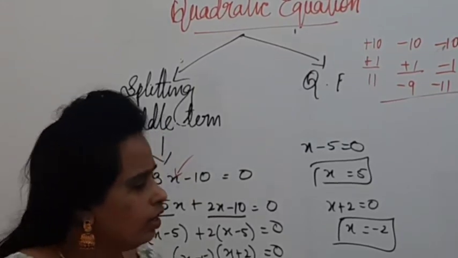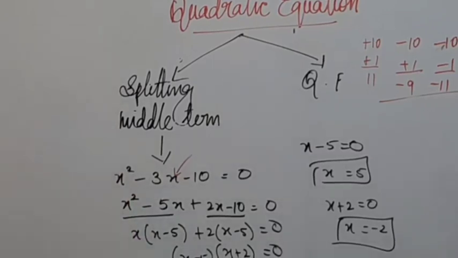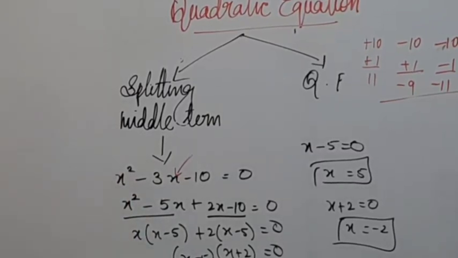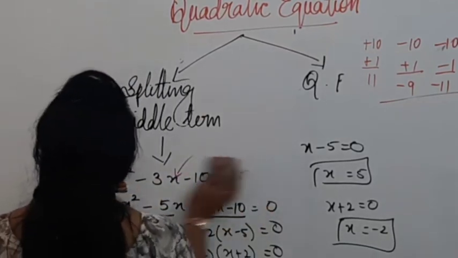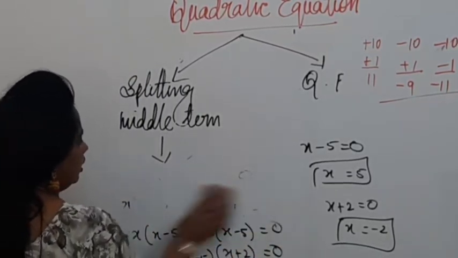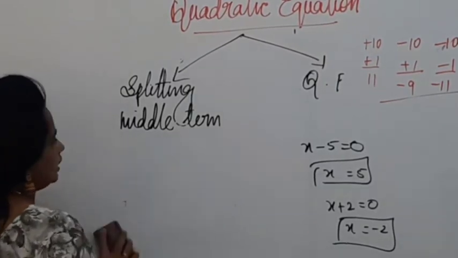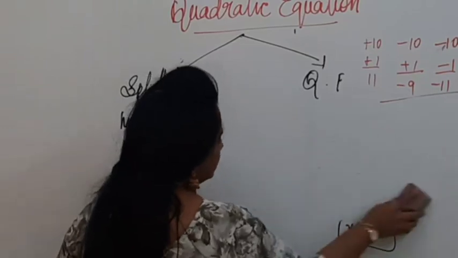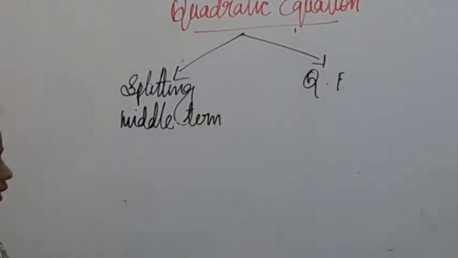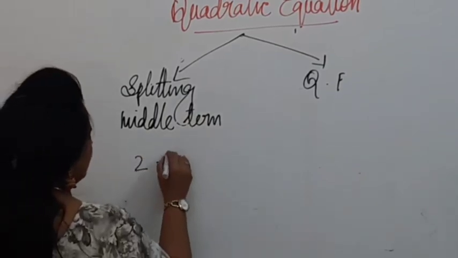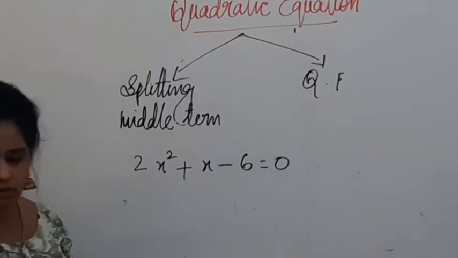Now you said, okay, the coefficient of x squared is 1. If the coefficient of x squared is other than 1, what can be done, ma'am? How do we find the solution? So I give the equation for that type of quadratic equation also. The equation takes the form 2x squared plus x minus 6 equal to 0. This is my quadratic equation.